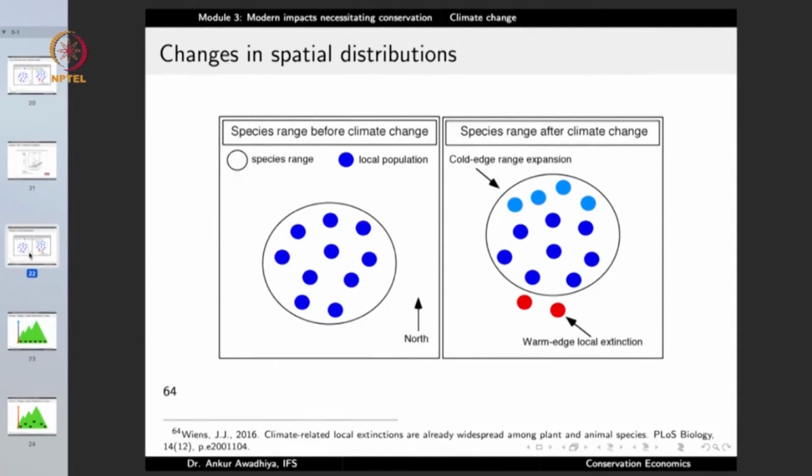We are also observing changes in the spatial distributions of organisms because suppose this is the equator and this is the north direction. So as temperatures go up, more and more of these colder areas are now becoming warmer. So these organisms that were living here, they will be able to occupy these areas that were so far not being occupied because they were beyond the tolerable limits of these organisms. So on the one hand, the organisms will be dying in the warm edge. On the other hand, there will be an expansion in the cold edge. So we are seeing changes in the spatial distributions, changes in the ranges of different organisms.